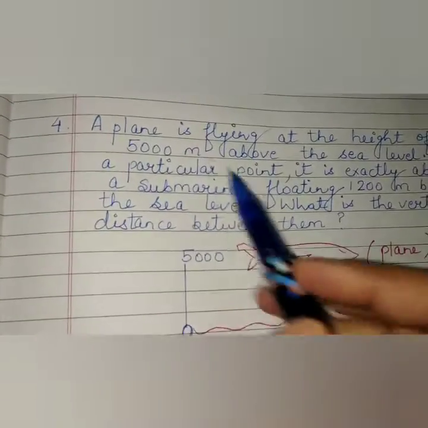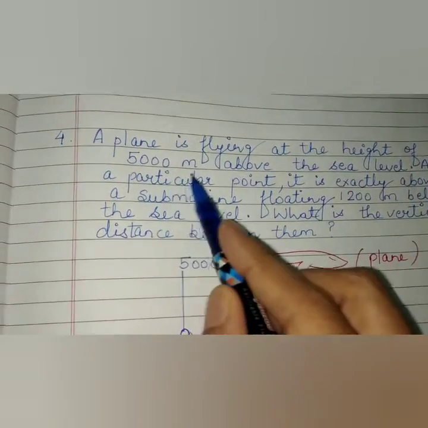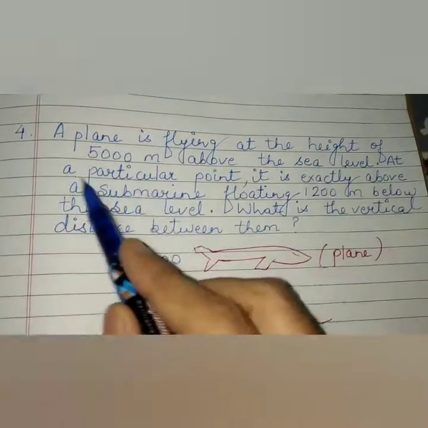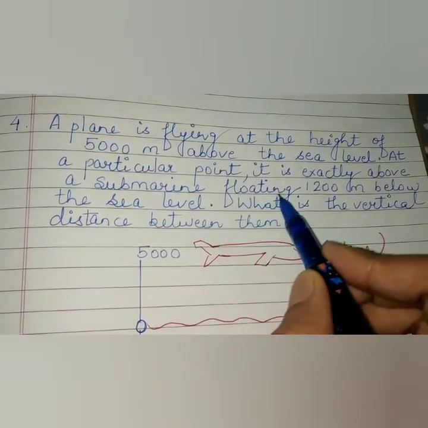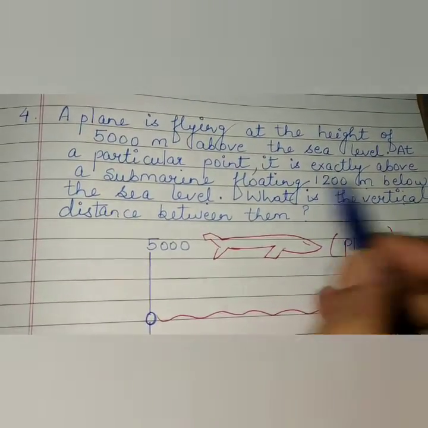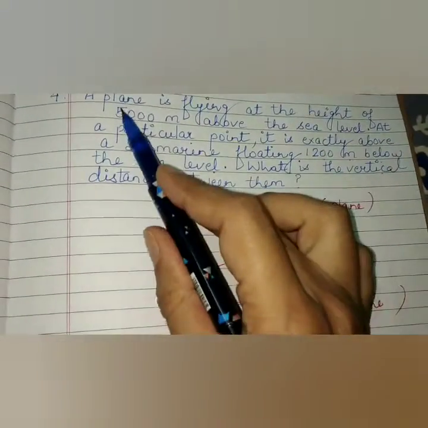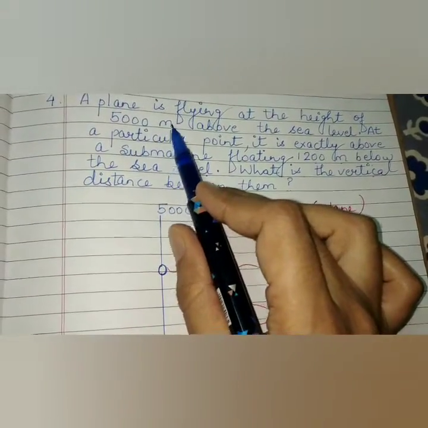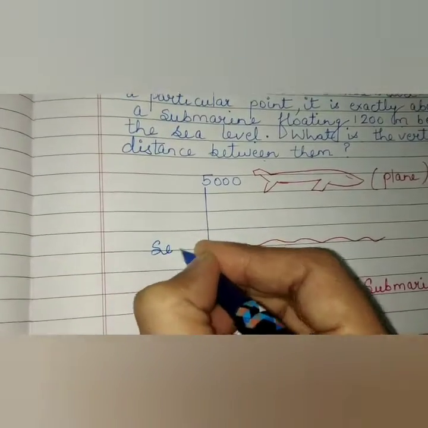Okay, now question number 4: a plane is flying at a height of 5,000 meter above the sea level. At a particular point, it is exactly above a submarine floating 1200 meter below the sea level. What is the vertical distance between them? So, a plane is flying at a height of 5,000 meter above the sea level. Now this is the sea level.